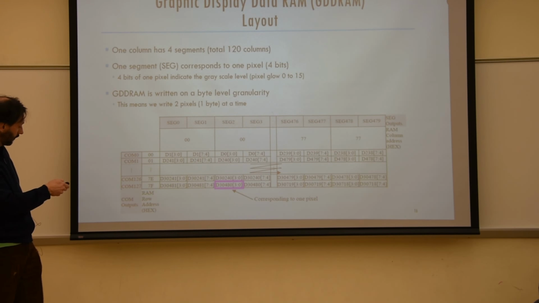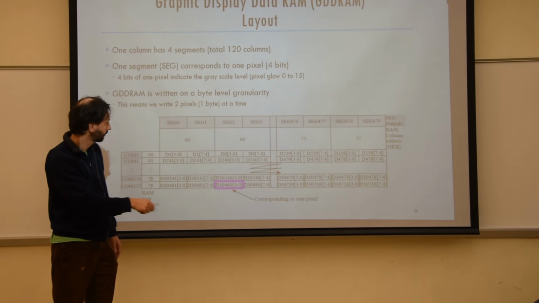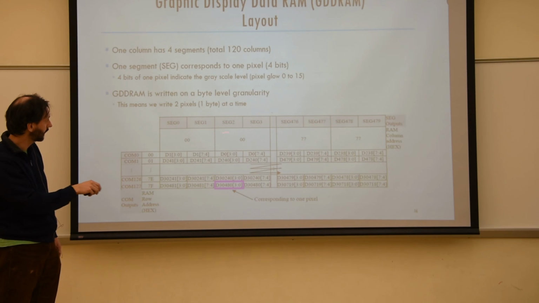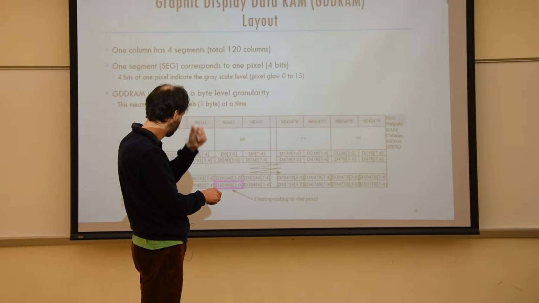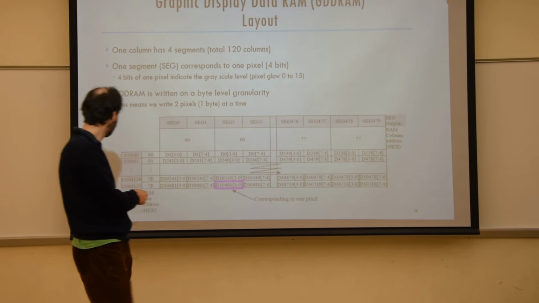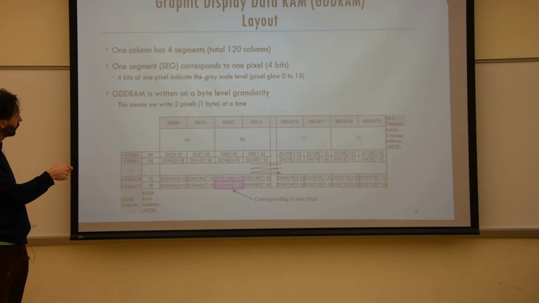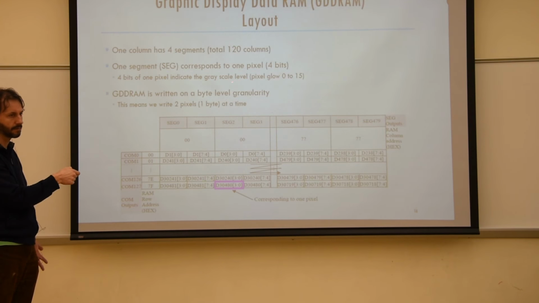So going back again to this display, how is data written? Well, we have all these segments. Okay, sorry. One segment corresponds to 1 pixel, and a pixel is on its own 4 bits. So the 4 bits of 1 pixel indicate the grayscale level. I forgot about it, sorry.